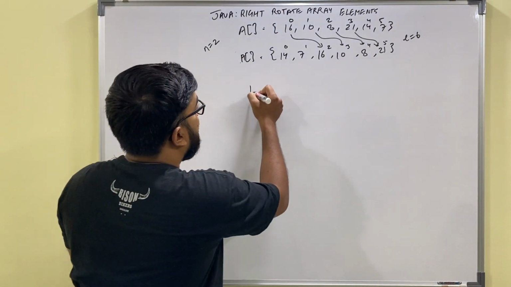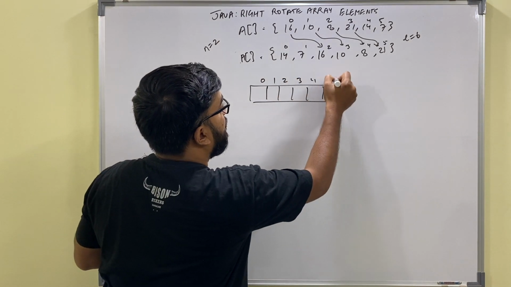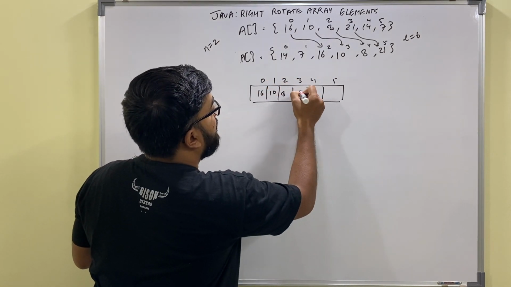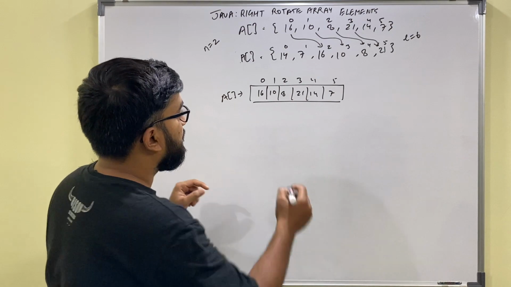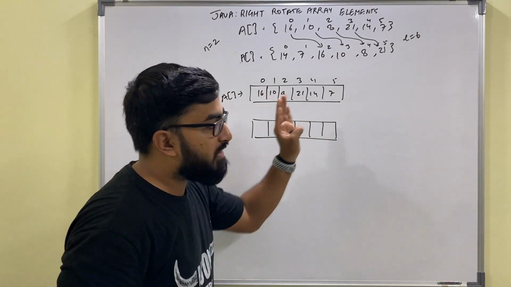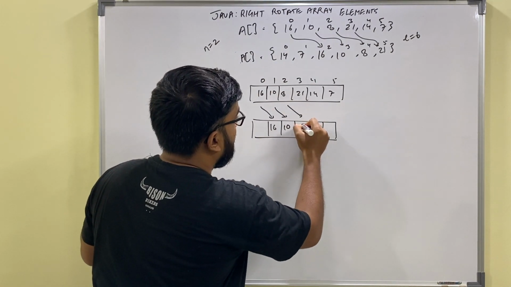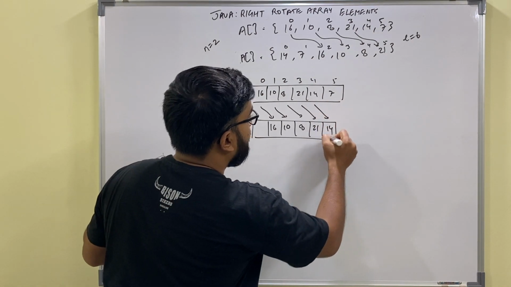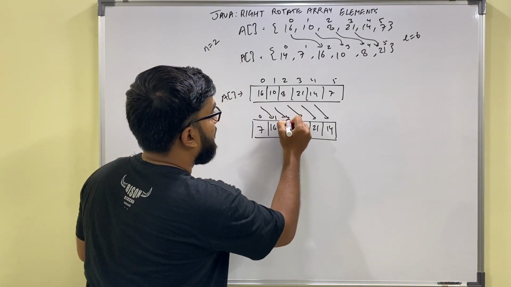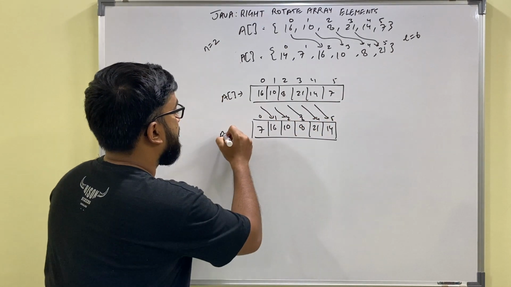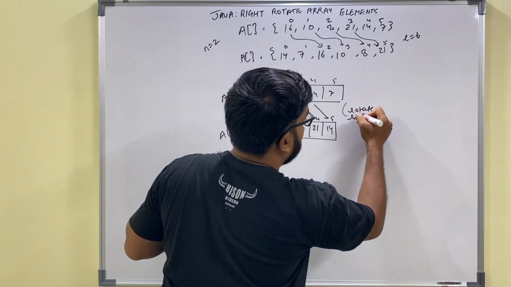So if I have A as this, it has 6 locations, 0, 1, 2, 3, 4, 5. The values are 16, 10, 8, 21, 14, and 7, and this is my A. If I rotate it right once, all the values are shifted right by one index. 16 comes here, 10 comes here, 8 comes here, 21 comes here, 14 comes here, and 7 goes to the first index. These are the indices for this array, and now A becomes this. So this is basically rotate right once.